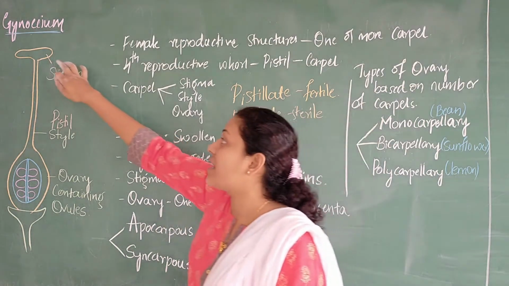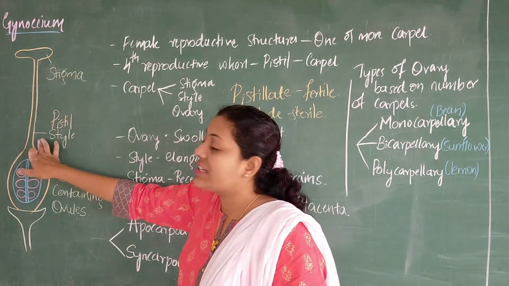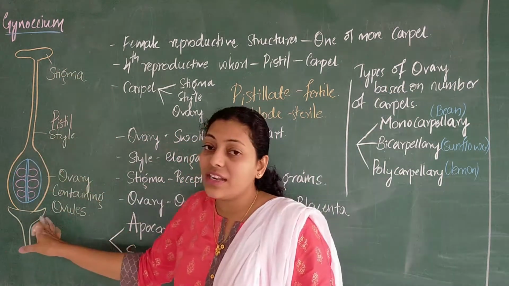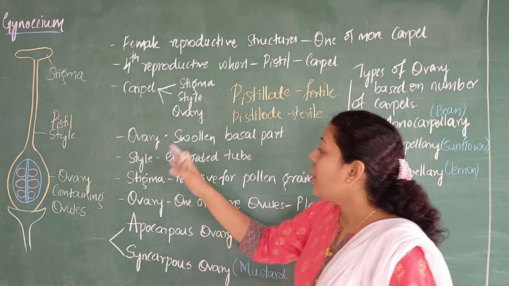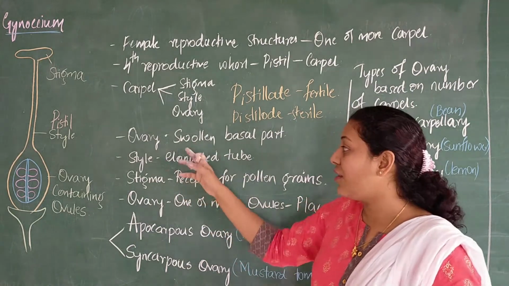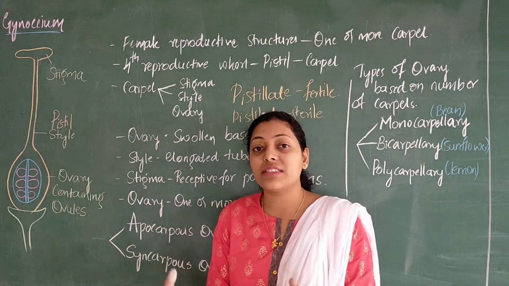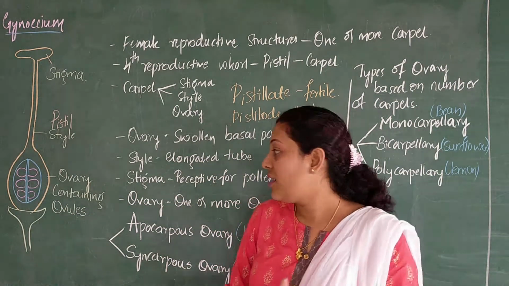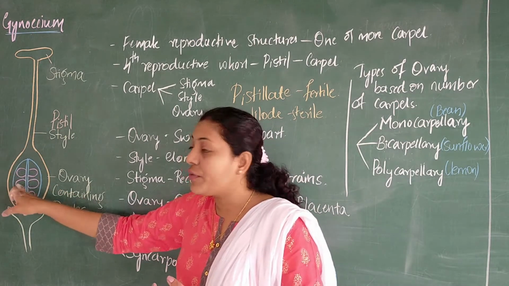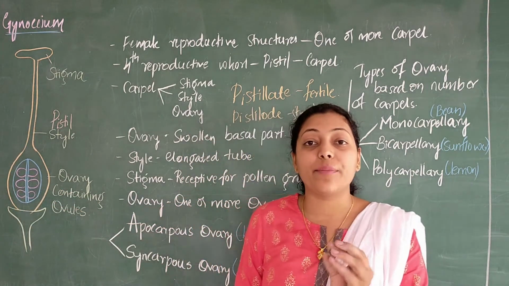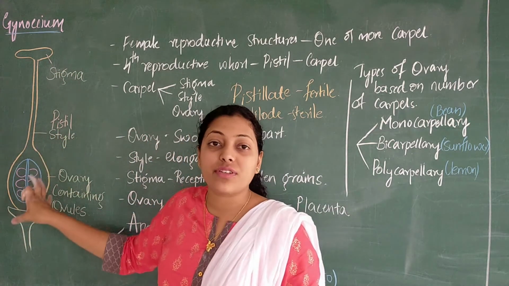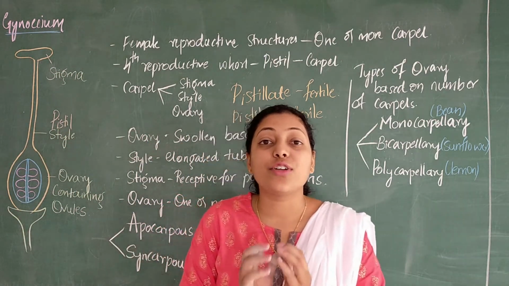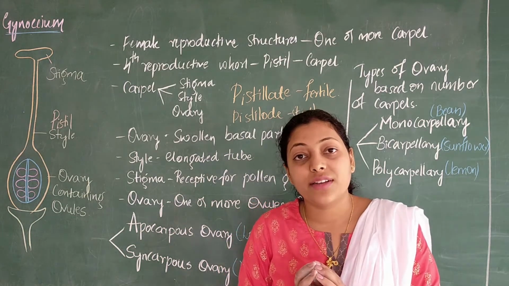This one is the stigma, the tubular structure is called the style, and the swollen basal part is called the ovary. You can see the swollen basal end is called the ovary. The ovary may consist of certain ovules in it. These small ovules contain the female gametophytes. This is the female reproductive structure which consists of the female gametophyte.